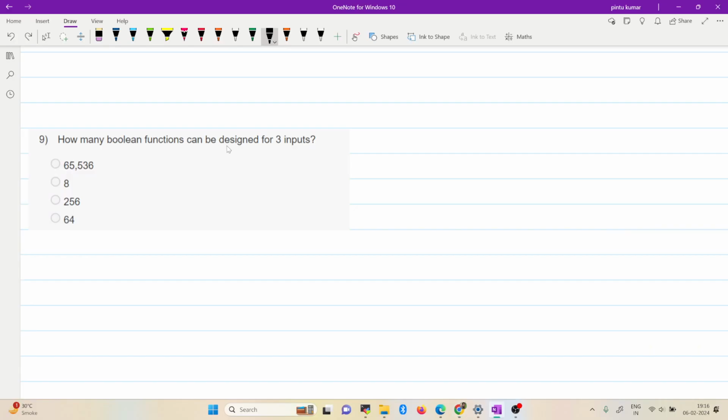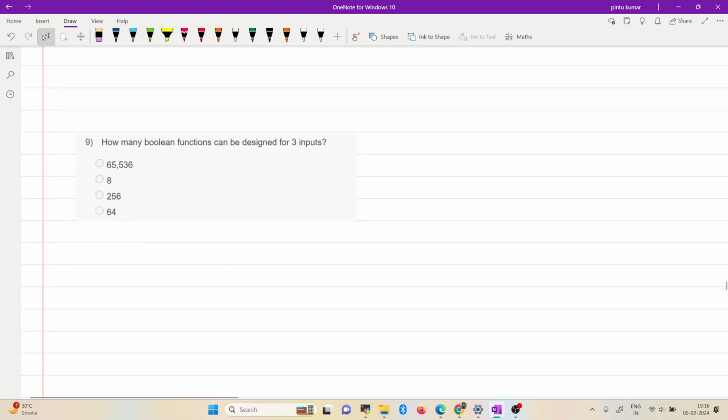This is for 3 inputs. Sorry, yeah, so this is different from this. 256, yes, I think that is correct, but I'll try to explain for others how this happens. It won't take long. So how can you write any arbitrary Boolean function with 3 inputs?